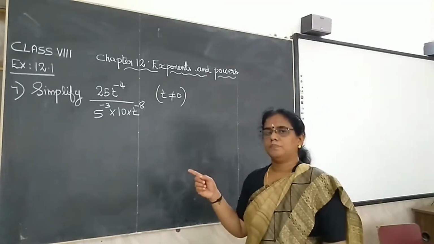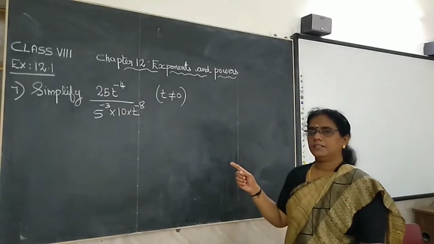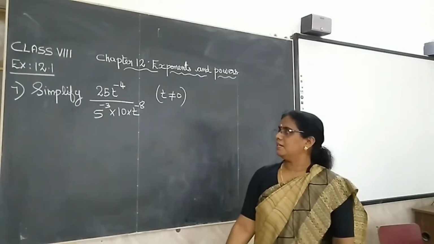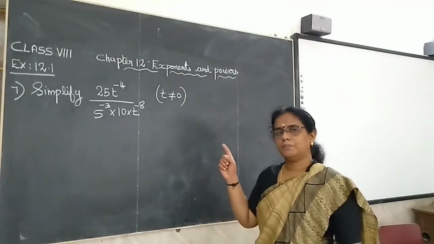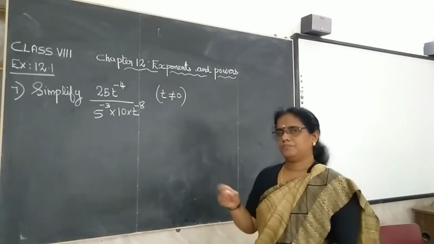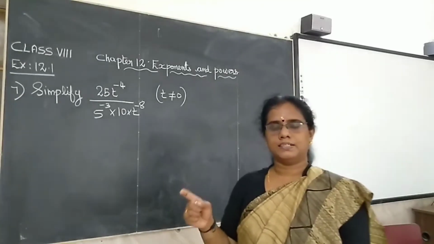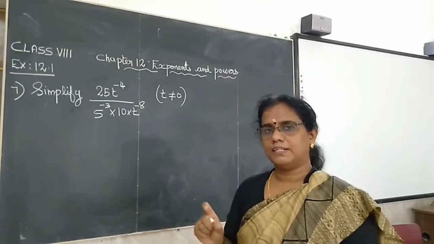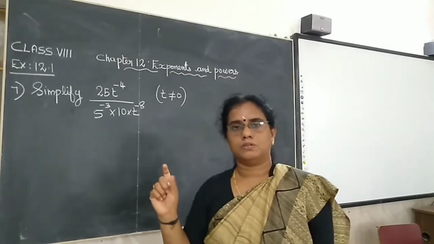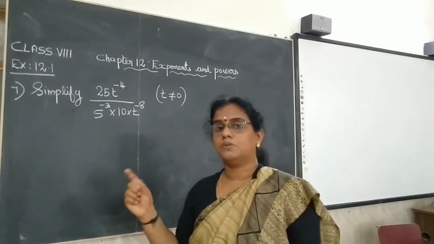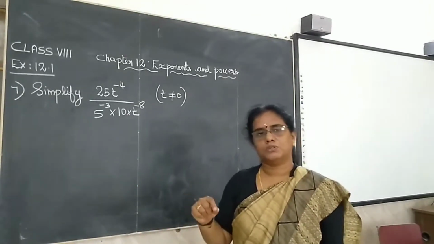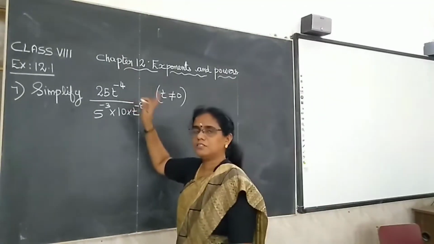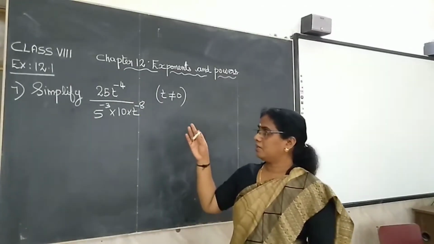Now we will discuss question number 7, simplify. That is 25t raised to minus 4 divided by 5 raised to minus 3 multiplied by 10 multiplied by t raised to minus 8. And I hope all of you studied the laws of exponents. First study them very nicely, then you can do the problems. Quick solving of the problem is possible only when you study the laws of exponents. So learn it properly. Now here the first thing we are doing is make the power positive.